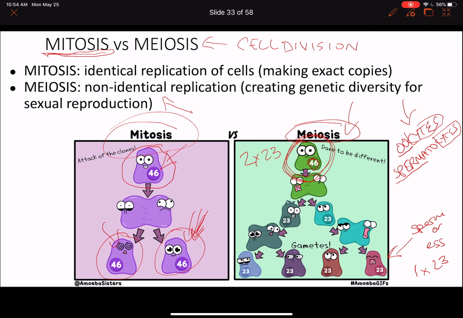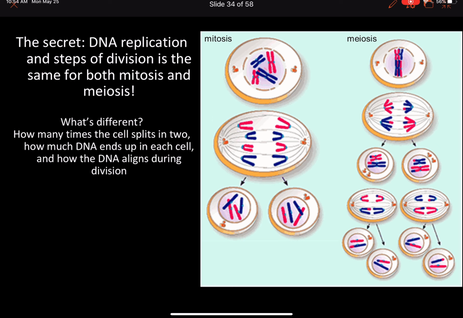And so the daughter cells are going to be different than the parent cell. Daughter cells have half as much DNA as the parent cell did, but critically, each of the daughter cells is different from each other. In mitosis, the daughter cells were identical to the parent and to each other. In meiosis, the daughter cells are different from the parent and different from each other. So this process creates genetic diversity in individual species. We'll talk a little bit more about how that works.